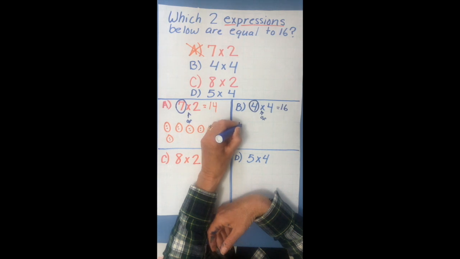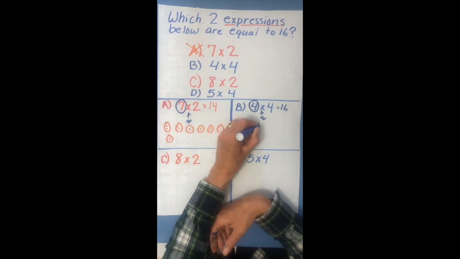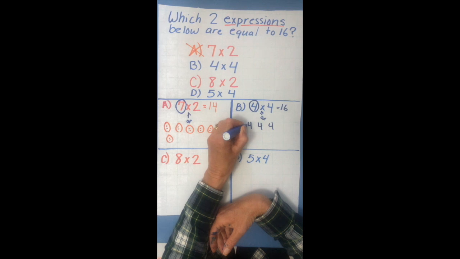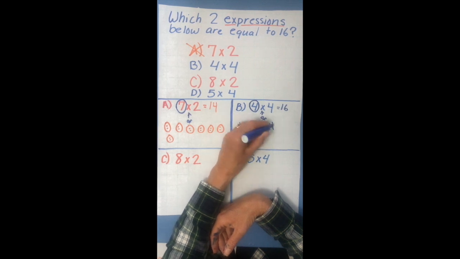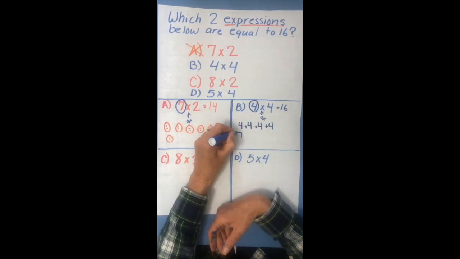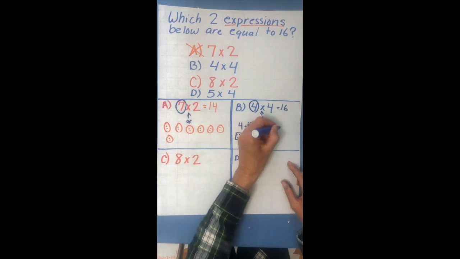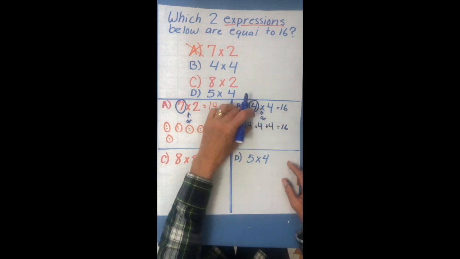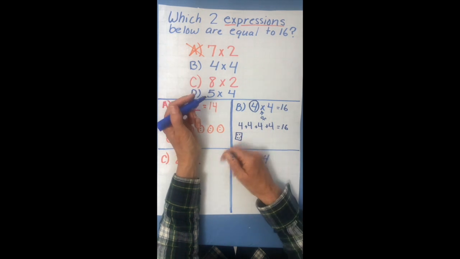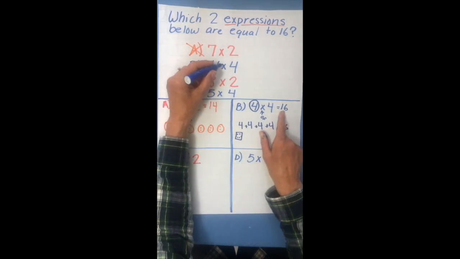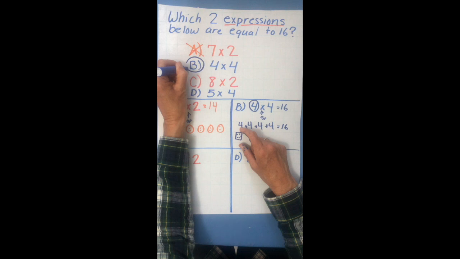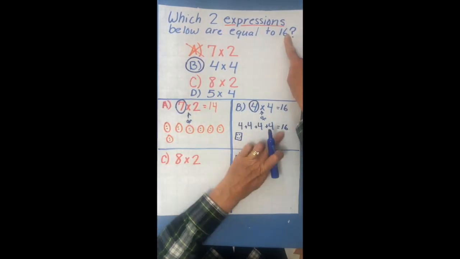This means 4 groups of 4. So there's 1 group of 4, 2, 3, 4. And I'm gonna add, because this looks like repeated addition. And if you want, I do my little box. And now I count. 1, 2, 3, 4, 5, 6, 7, 8, 9, 10, 11, 12, 13, 14, 15, 16. So this way also equals 16. I use 2 different methods, doesn't matter which one you use. And I prove that 4 times 4 is 16. So this is correct because it equals 16.